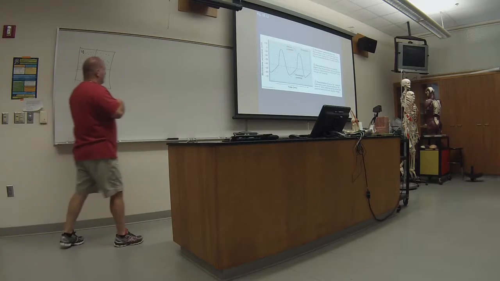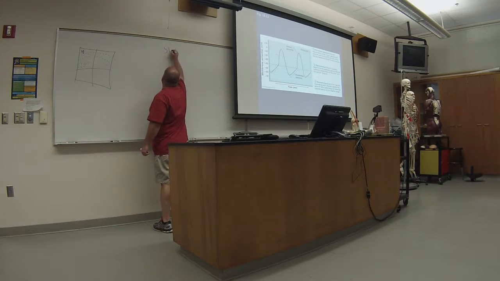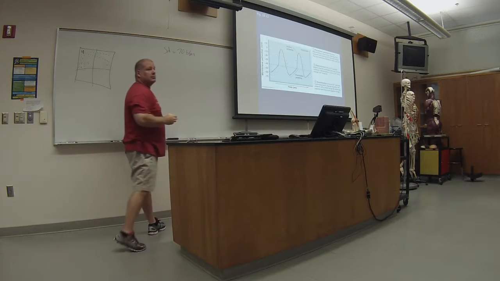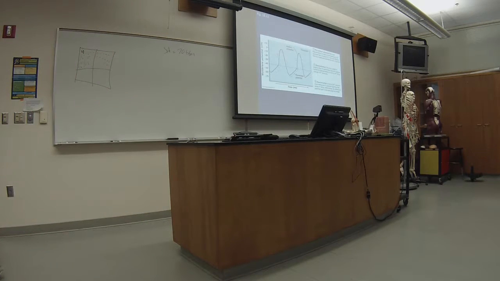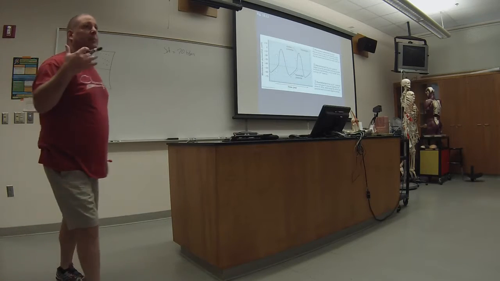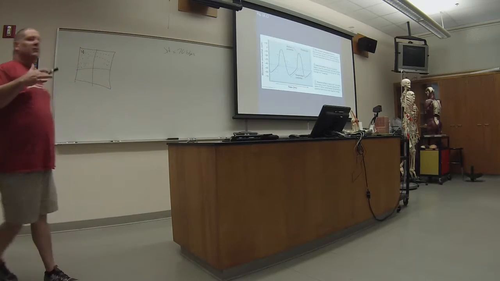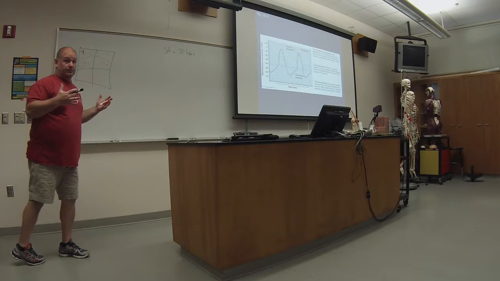Now, for the most part, the SA node is going to be about 70 beats per minute. Now that can change. It can change based off of your endurance training, drugs you're on, temperature, and oxygen levels. A variety of things can change. But this is kind of the average, 70 beats a minute.